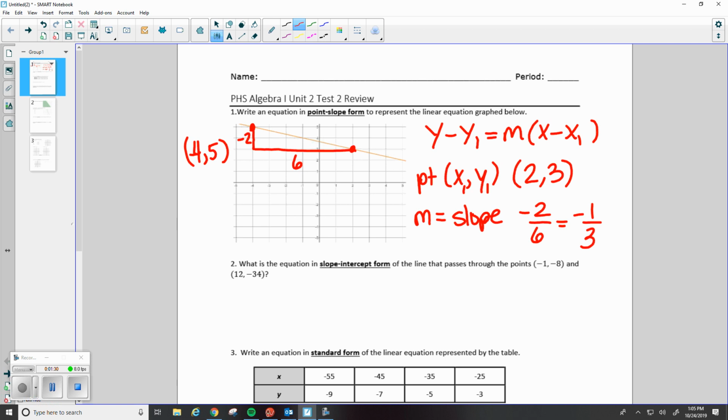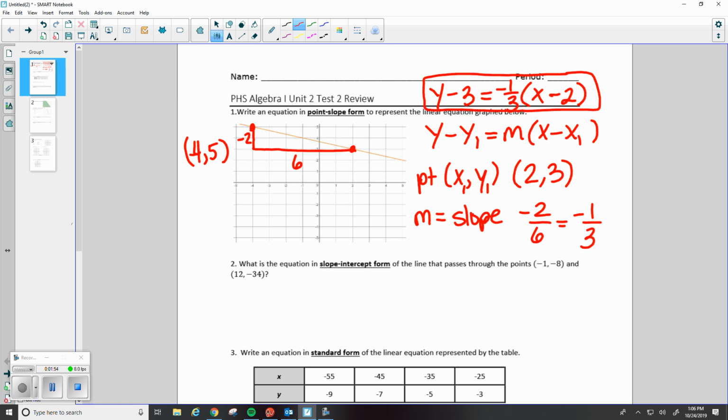So the answer to this, remember that you have to put the x and y coordinates in their opposites. So this is going to be y minus the y value, which is 3, the m was -1/3, and x minus the x value, which was 2. There's your answer choice for number 1.